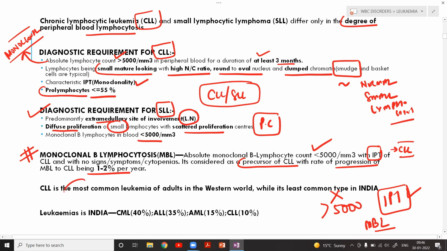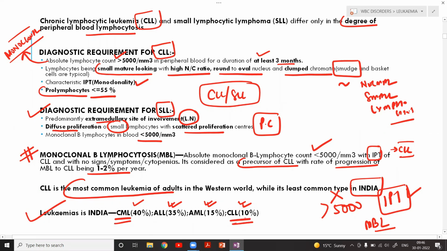Remember, CLL is the most common leukemia of adults in the Western world, while it is the least common type in a country like India. So remember, in India, the most common leukemia is CML, accounting for 40%. Then comes ALL, accounting for 35%. Then comes AML, accounting for 15%. And then comes CLL, that is the least common leukemia in our country. So most common is CML, least common is CLL.